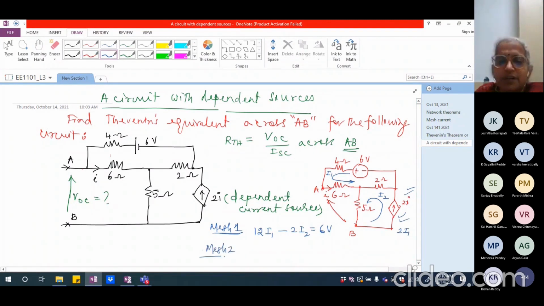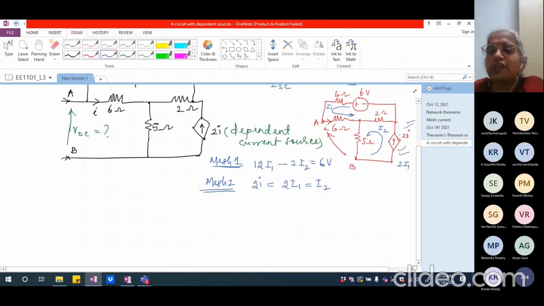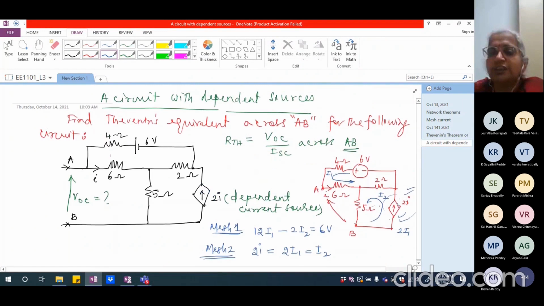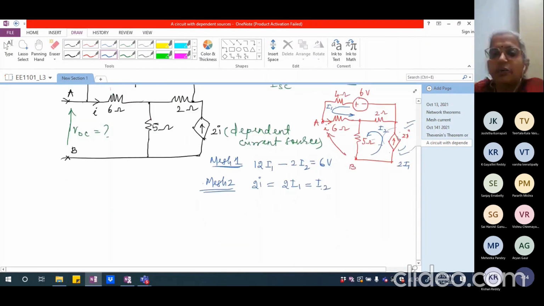Let me try to write the equation. In fact, I can simply write 2I should be equal to 2 times I1, which is also instantly equal to I2. Am I right? Because there is no other current that is flowing through this current source, this branch. So this is 2I, which is incidentally equal to I2 itself. So I'm going to have I2, which is also equal to 2I, which is 2I1 itself.